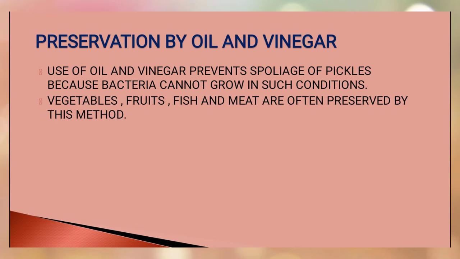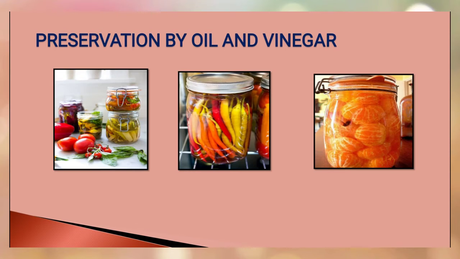Preservation by oil and vinegar. Use of oil and vinegar prevents spoilage of pickles because bacteria cannot grow in such conditions. Vegetable, fruits, fish and meat are often preserved by this method. Here you can see some pictures showing preservation by oil and vinegar.